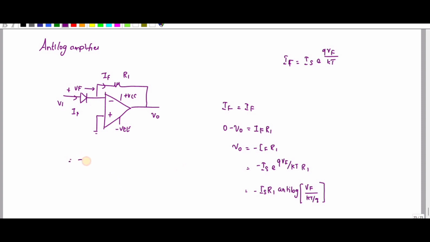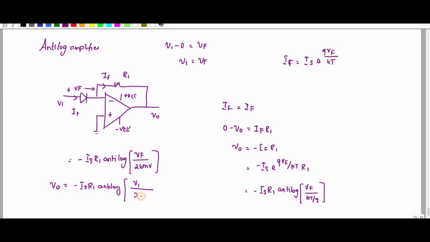So what is KT by Q? KT by Q is nothing but 26 millivolt, right? So what is VF? Here VF is nothing but V1 minus 0, that is equal to VF. So I can write V1 is equal to VF. So instead of VF, I can write V0 is equal to minus IS R1 anti-log of V1 divided by 26 millivolt.